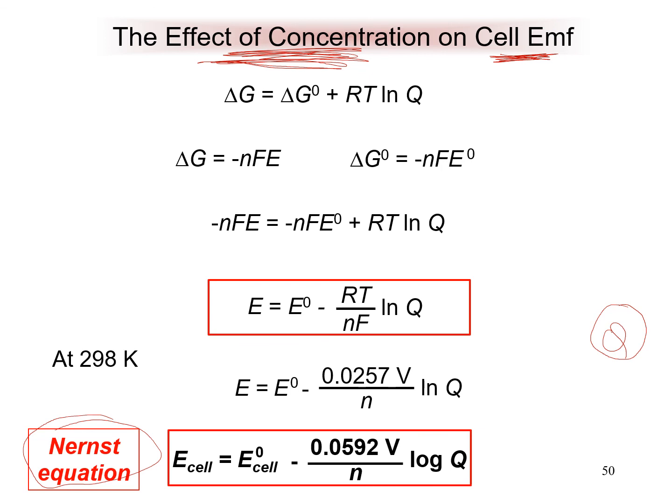E cell equals E naught minus 0.0592 volt over n log Q. How can the question be formed? We can give you these two values and ask you the concentration, which is the value of Q. Or we'll give you the concentration of all the reactants and products, which will help you to determine Q, and E naught will be given to you. The question will be asking you for E cell.